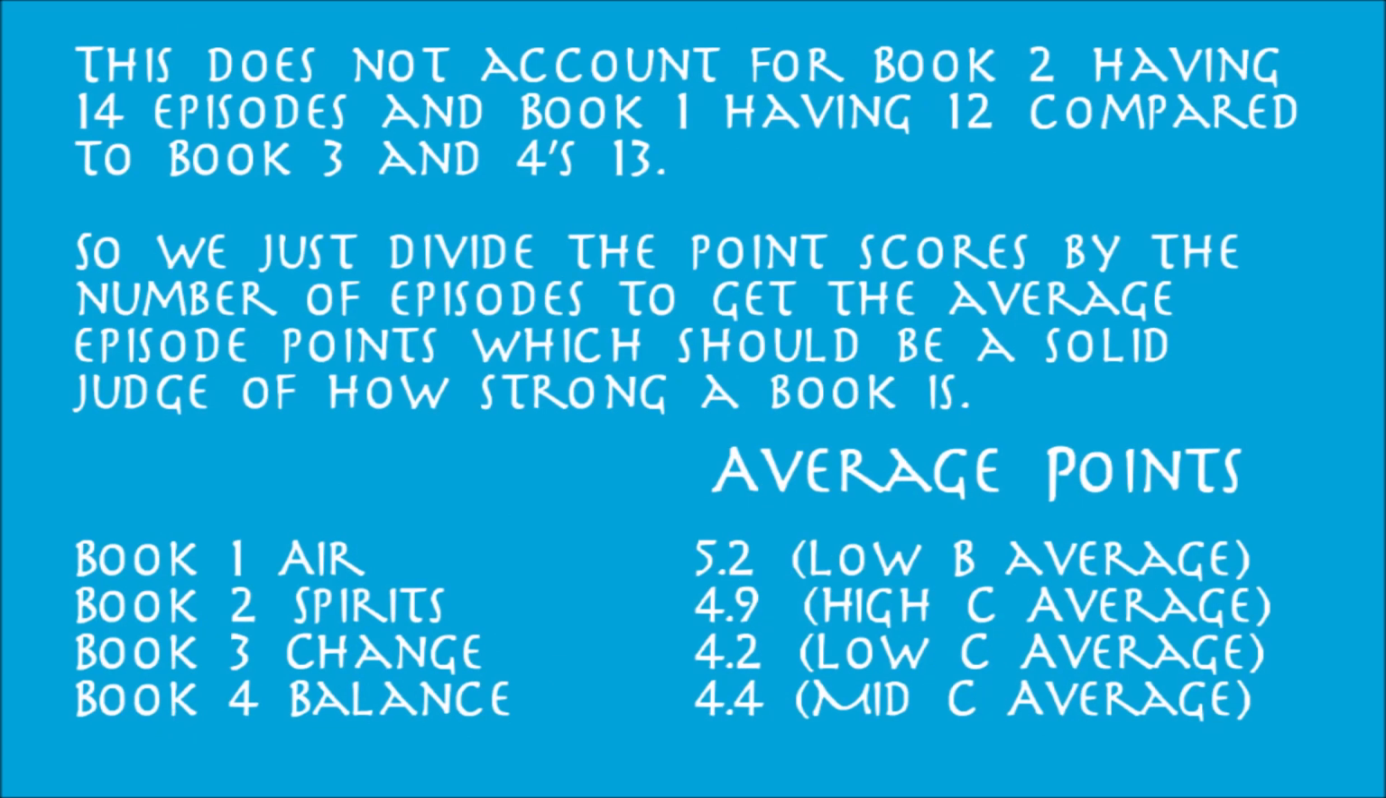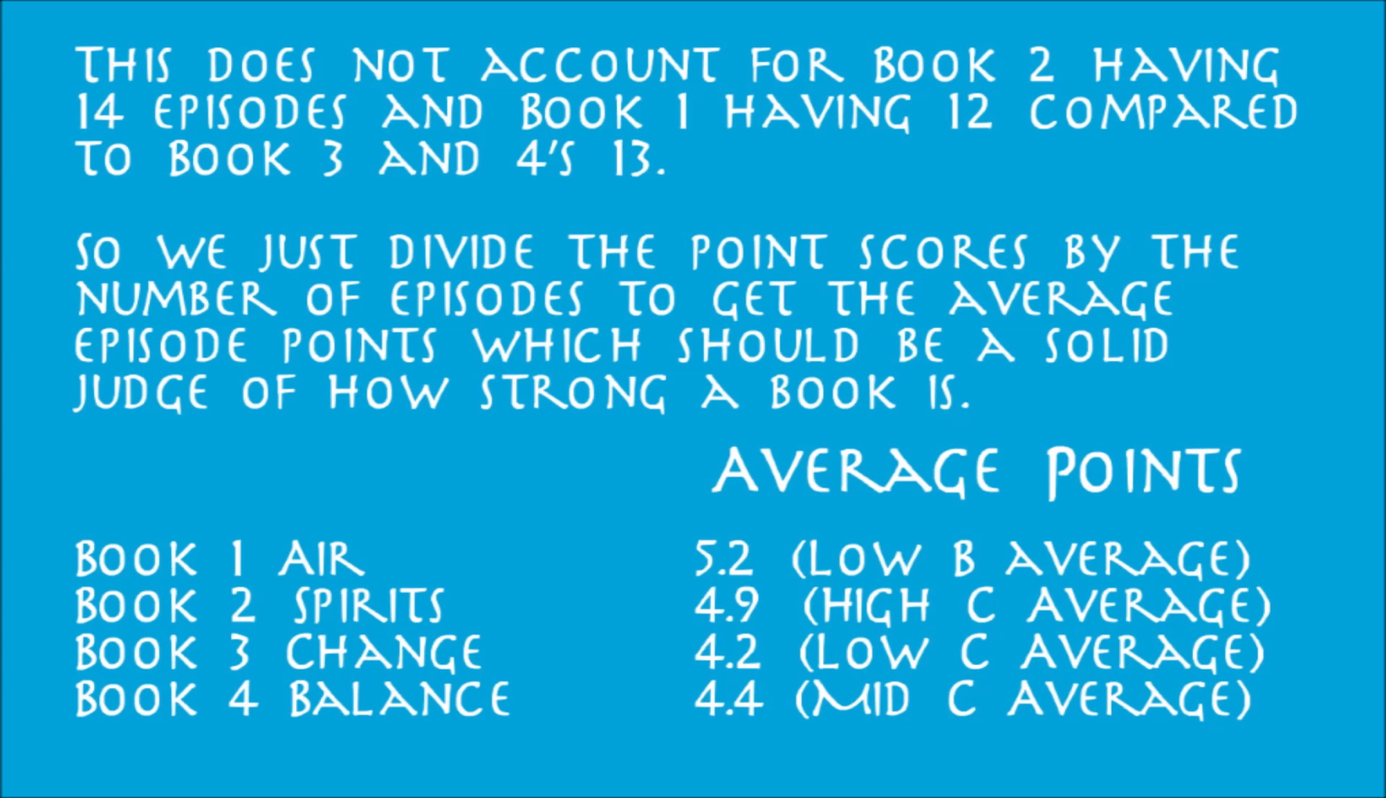What this doesn't account for, though, as we'll see here, is that Book 2 actually has one more episode than any other book, and Book 1 has one less episode than any other book, because 13 is the average. So we have to account for that, because otherwise Book 2 is basically the number 1 just because it has another episode, which adds to its points value. So this is where we get the average points value, which should tell us exactly what the case is. And that's just a matter of dividing by the number of episodes. So that means actually Book 1 comes out on top with the average points of 5.2, which would be a low B average, because obviously we said that we give 5 points to anything that got a B grade, the very good tier.